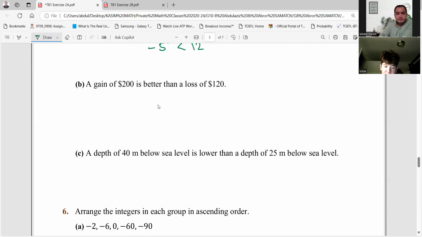A gain of $200 is better than a loss of $120. So a gain means you make a profit, that is positive $200, right? Better means greater than, right? A loss means negative, you're losing money, right? Is it better than $120?